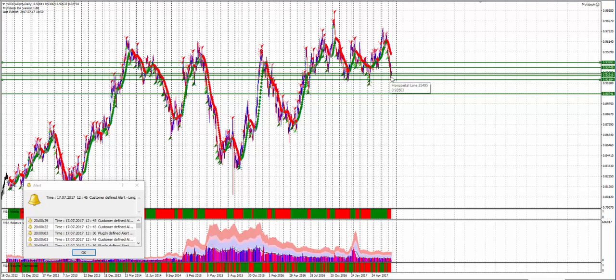Okay, so we're starting to see weakness coming through. Weakness is appearing across multiple time frames. So hopefully we can get a good trading opportunity very soon.